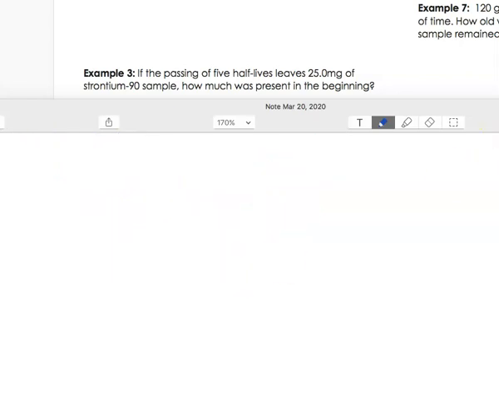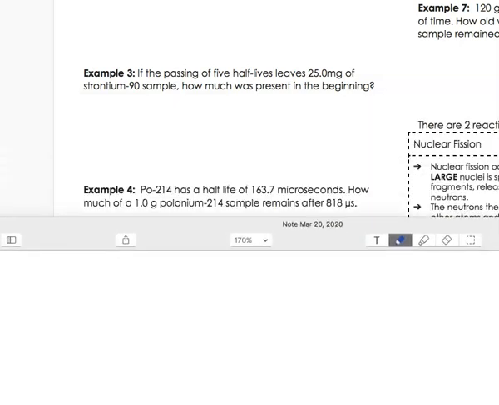All right, so let's do example 4. If you want to try example 4 on your own and then check in, you could do that. So it says, polonium-214 has a half-life of 163.7 microseconds. So that means that half of that sample will disappear very quickly. It's not even a second, it's microseconds, really quickly it will disappear. And so I'm going to write it down.